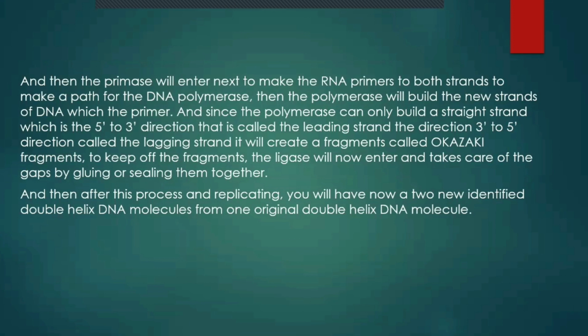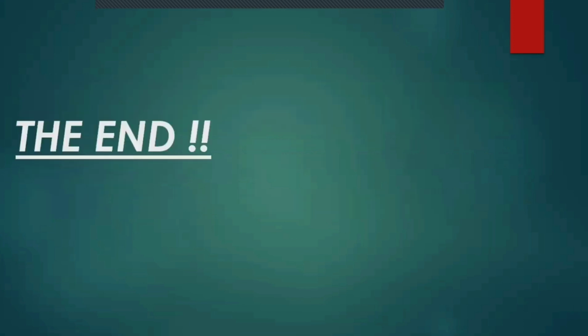And since the polymerase can only build in the 5' to 3' direction, that strand is called the leading strand. The strand in the 3' to 5' direction is called the lagging strand. It will create fragments called Okazaki fragments. To deal with the fragments, the ligase will now enter and take care of the gaps by gluing or sealing them together. And then, after this process of replicating, you will now have 2 identical double helix DNA molecules. The end.